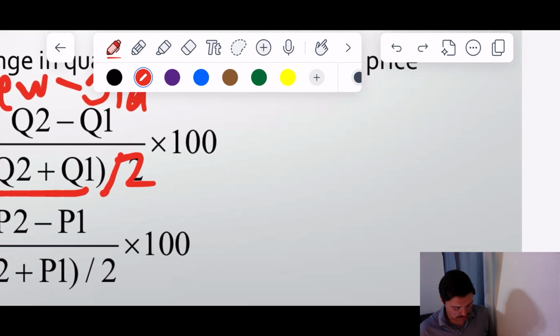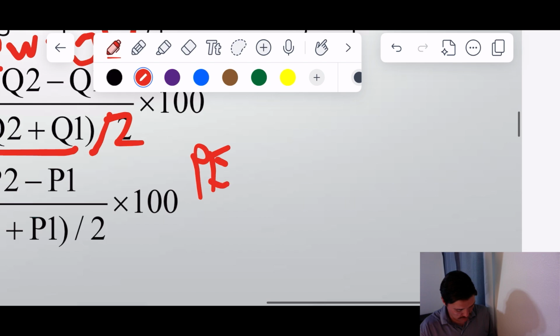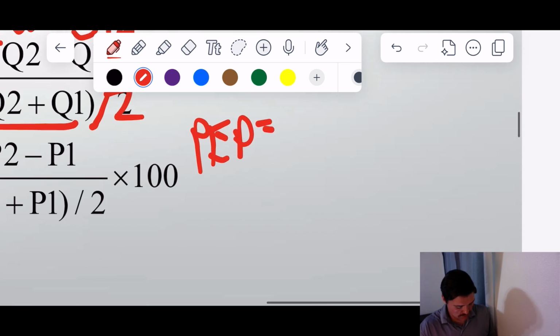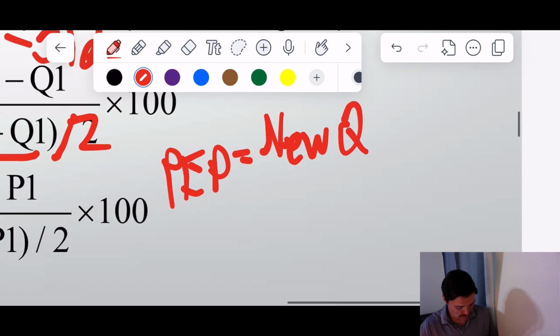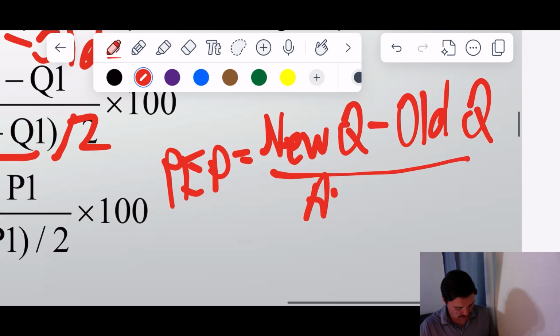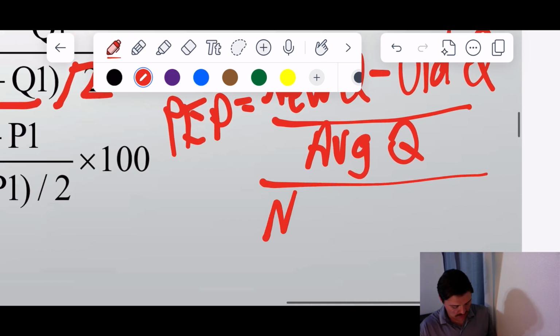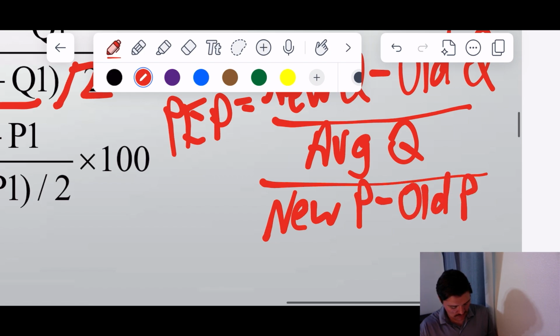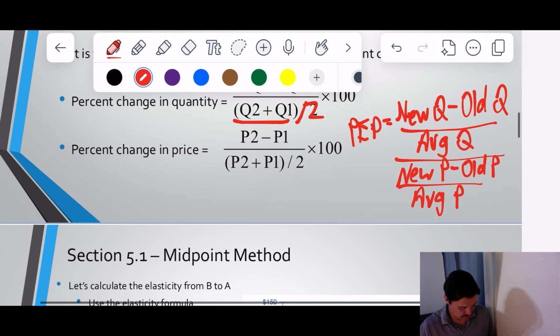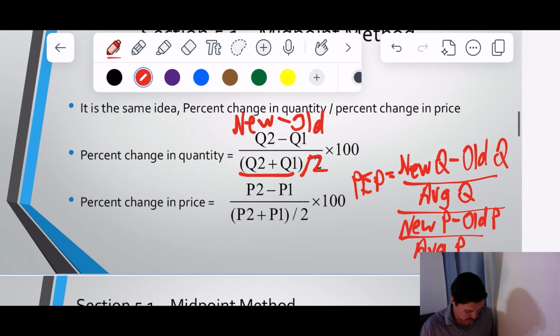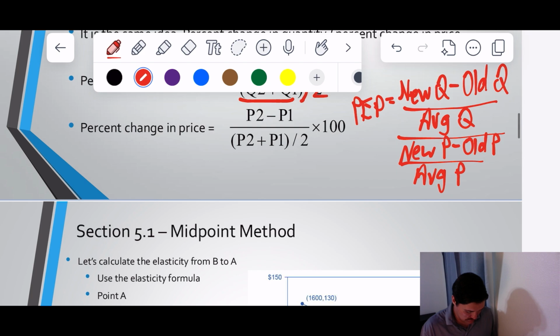We'll take the new price minus the old price, and then we'll divide this by the average price. We'll add them together and divide by 2. So all in all, in terms of the formula, we're looking at the new quantity minus the old quantity divided by the average quantity, and then the new price minus the old price divided by the average price.